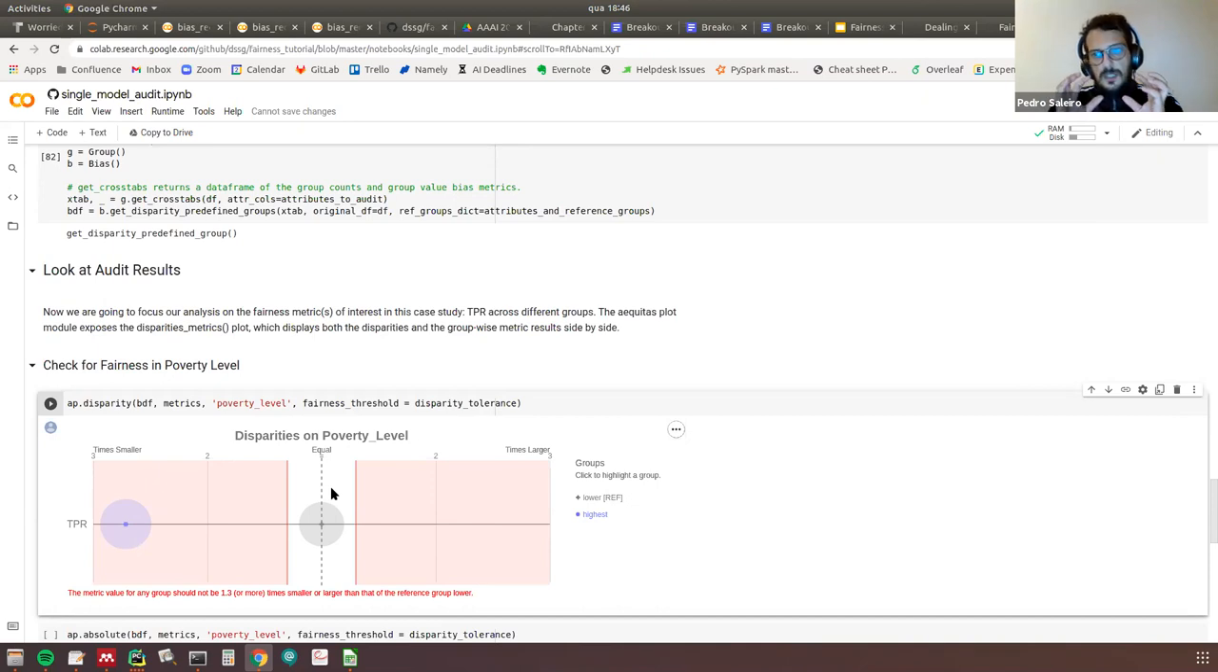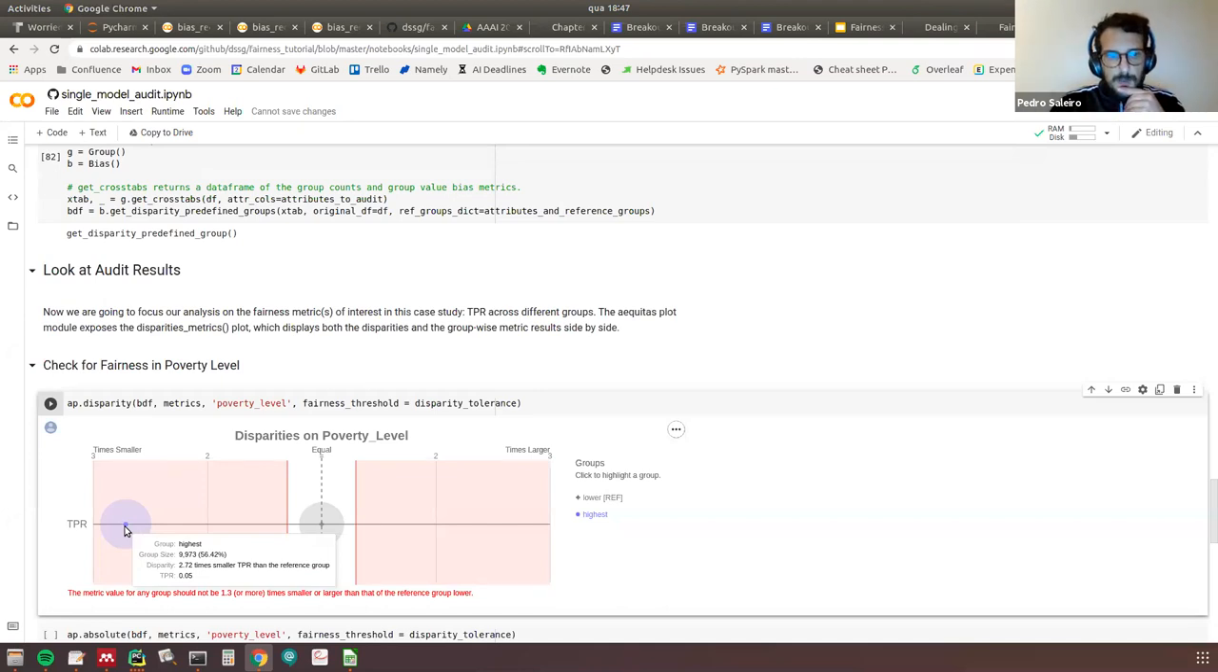The radius of the bubble circles is the relative size of the group compared to the whole test set. And the point where it lands is the actual disparity compared to the reference group. So in this type of disparity chart, the reference group always sits in the middle and the other groups sit either on the left or on the right side.